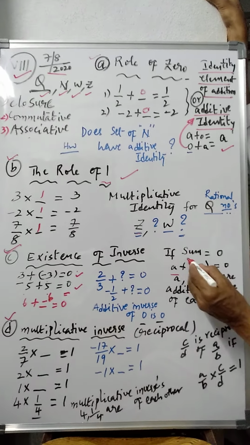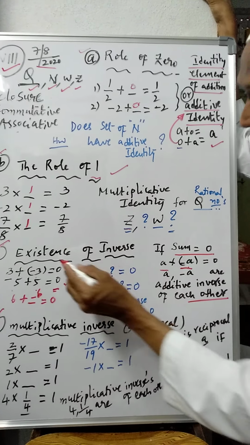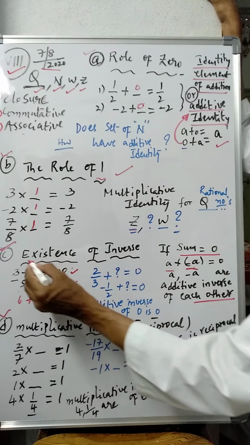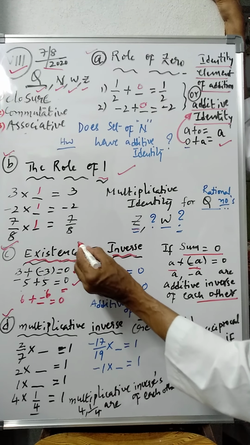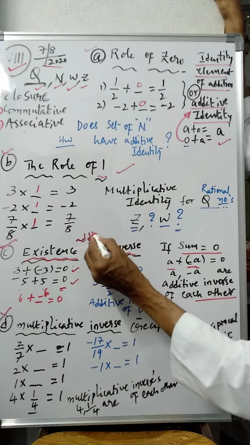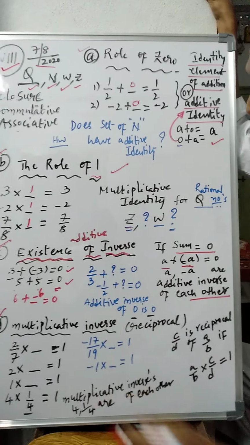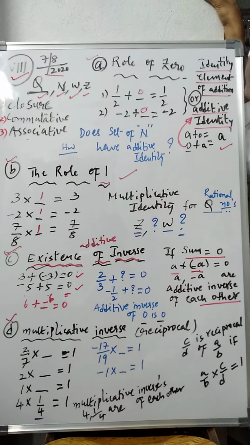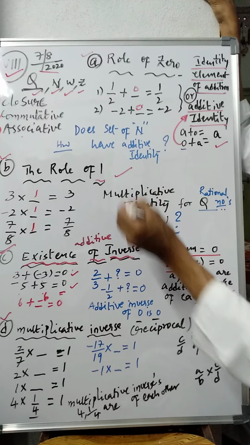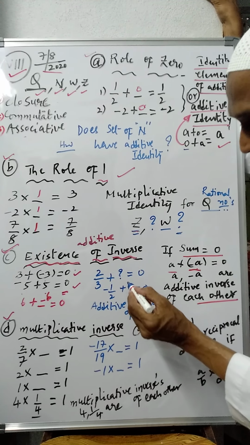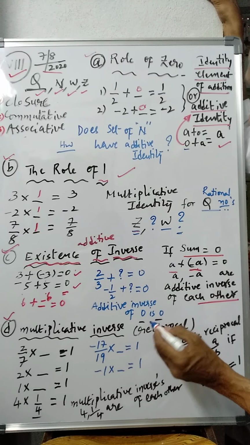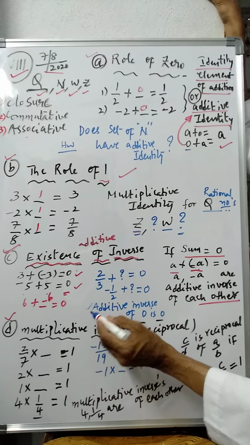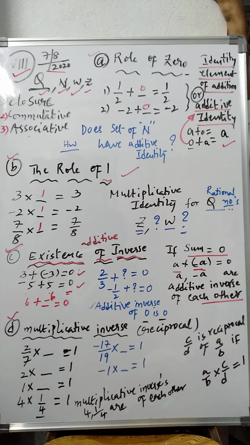If the sum of the numbers is 0, then it is said that there is existence of inverse, additive inverse in particular. Now your homework for this: out of these, the third one, 2 by 3 plus dash is equal to 0, minus 1 by 2 plus dash is equal to 0, and this already I have answered. You write down. Now multiplicative inverse.